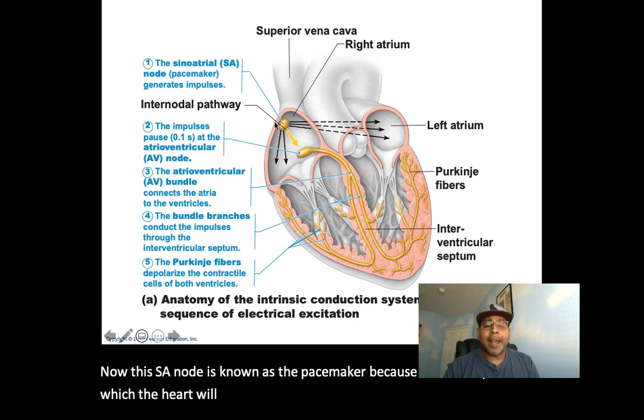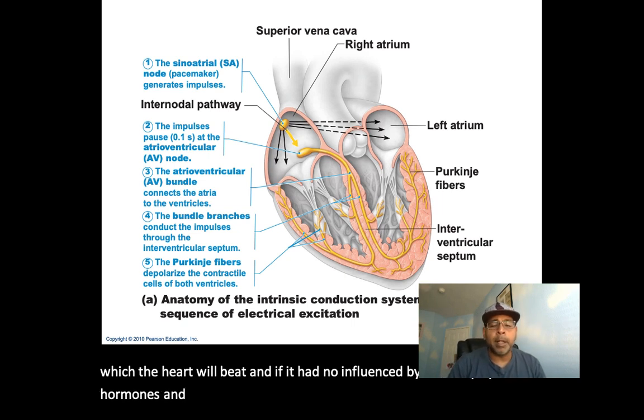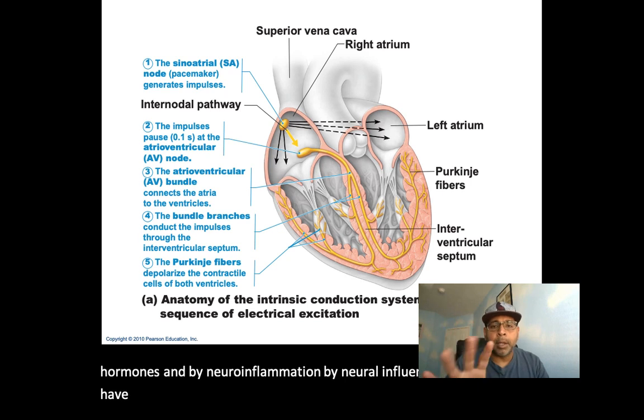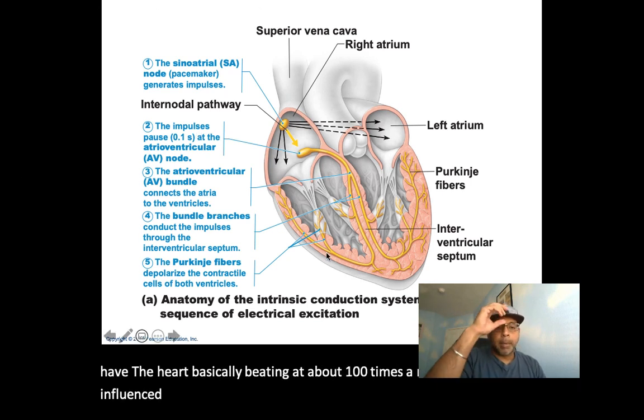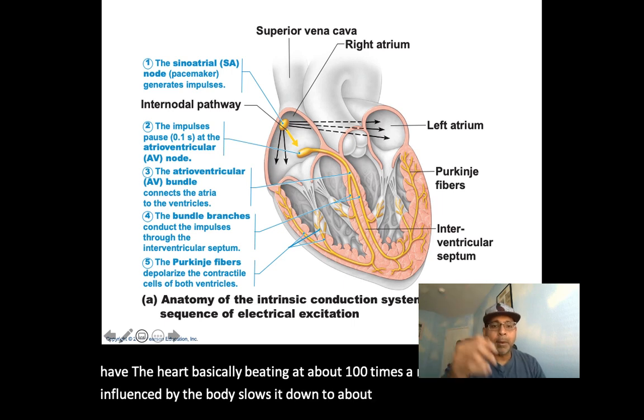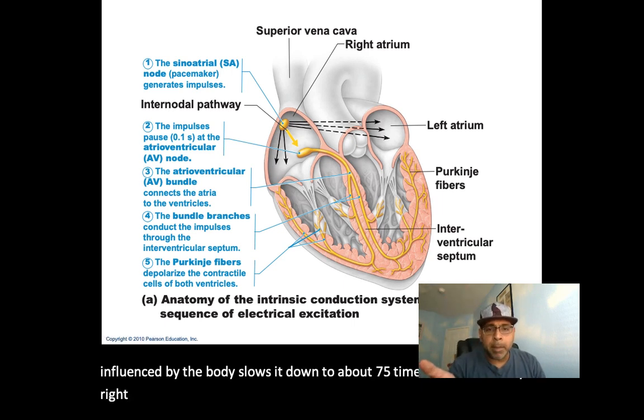And if it had no influence by our body, by the hormones and by neural influence, it would have the heart basically beating at about 100 times a minute. So that influence by the body slows it down to about 75 times a minute, we say, right? Anywhere from 60 to 80 beats a minute.